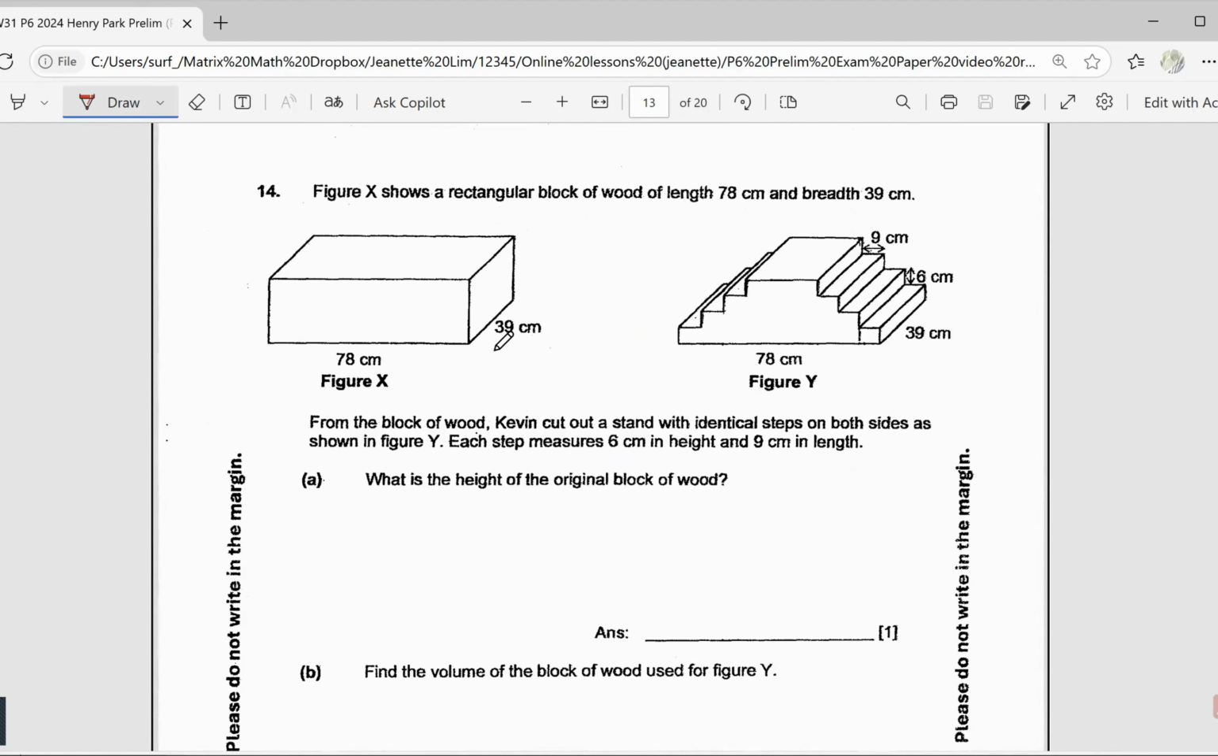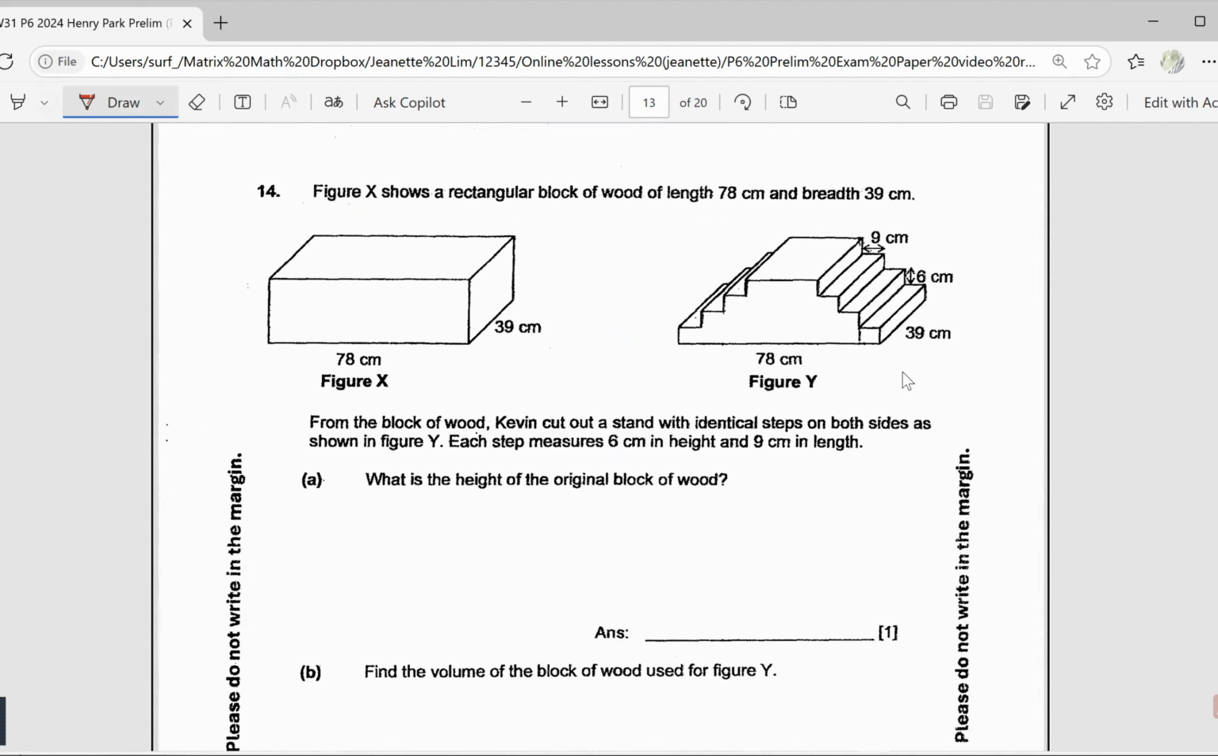Question 14, we have figure X showing a rectangular block of wood, length 78, breadth 39, and you have figure Y here. From the block of wood, Kevin cut out a stand, which is this, with identical steps on both sides, as shown in Y. Each step measures 6 cm in height and 9 cm in length. What is the height of the original block of wood?